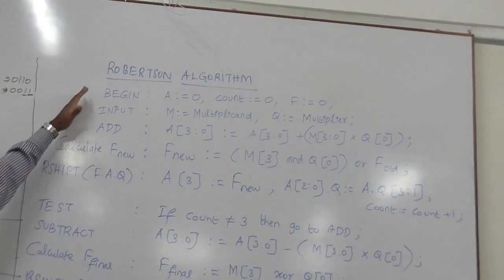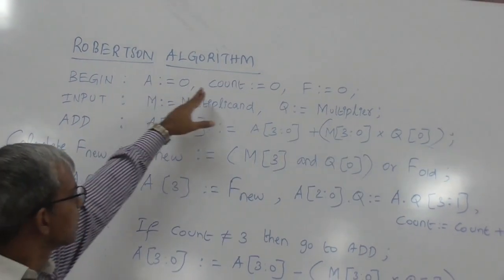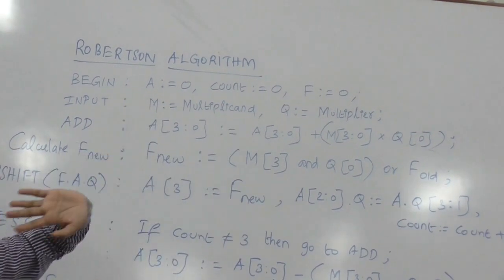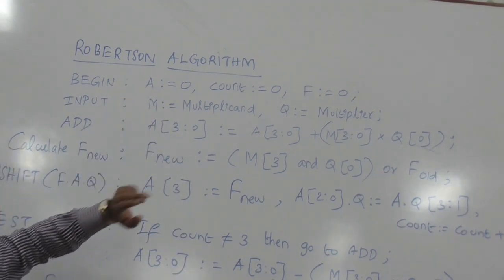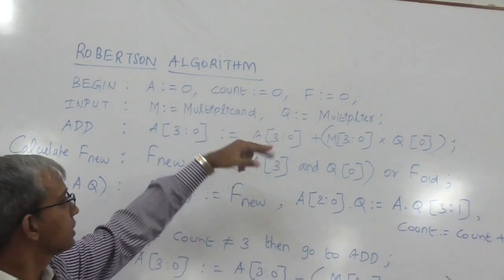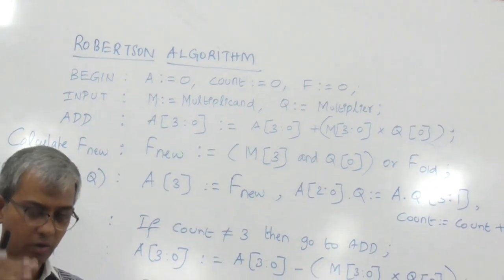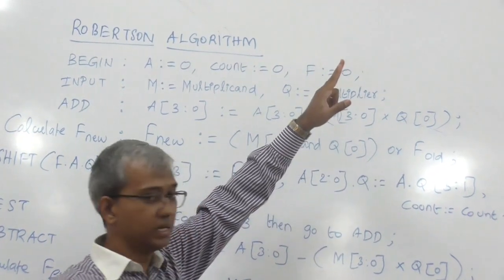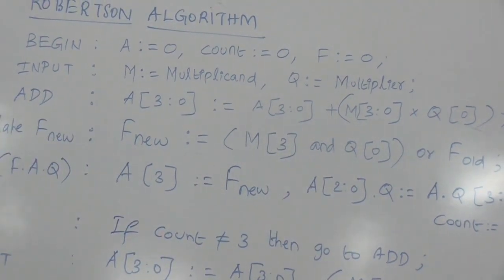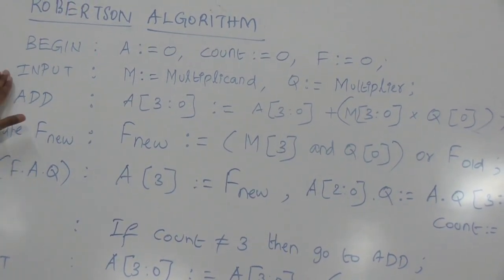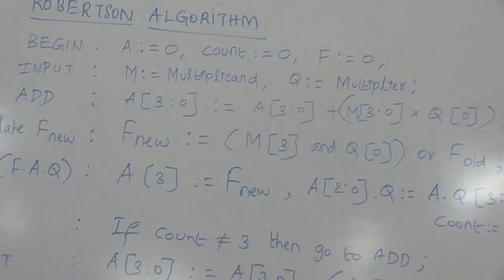The algorithm has 10 steps. The first step is initialization. I will be using the registers A, count and F. A is a register which will have n bits. If my multiplicand size is 4 bits, then I am going to use a 4 bit register here, and accordingly I have to set the count value. Count is initialized with 0 and I have to go up to n. If the size is 4, then I have to go up to a count value of 4. F will take care of your sign bit during the multiplication, and initially it is loaded with 0. The inputs for this algorithm are the multiplicand, which is stored in M, and the multiplier, which will be available in Q.